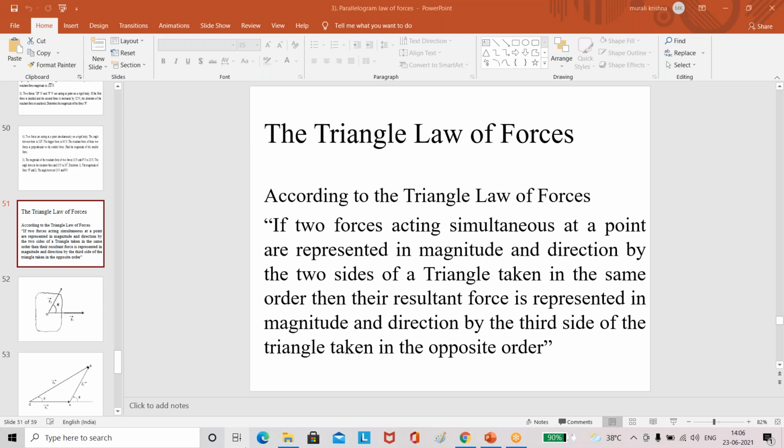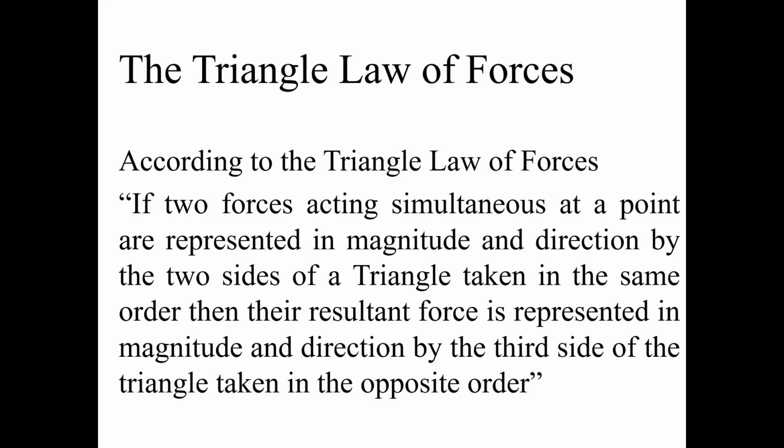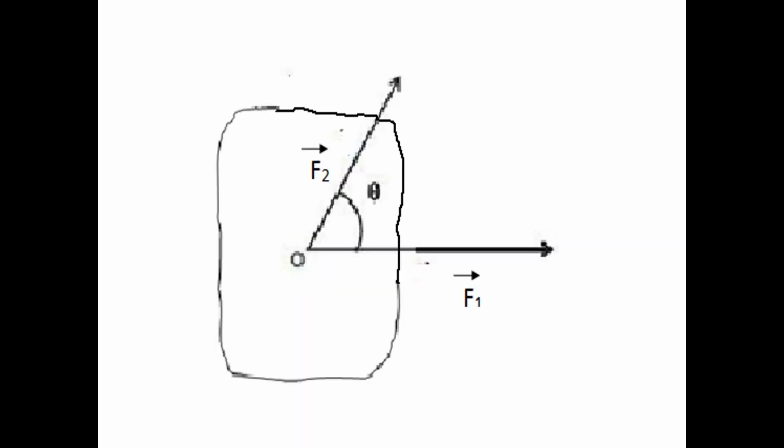Please follow the diagram. Look at this diagram first. Here, the rigid body is subjected to two coplanar concurrent forces F1 bar and F2 bar. Theta is the angle between them. By using the triangle law of forces, we are going to find out the resultant force of these two concurrent forces F1 bar and F2 bar. Remember, the triangle law of forces is a graphical method.